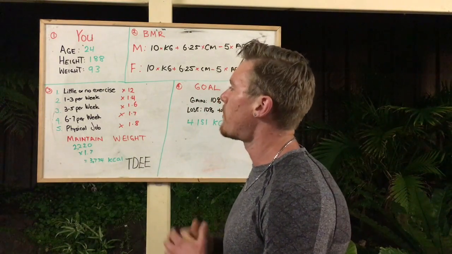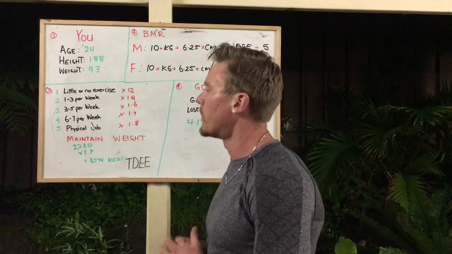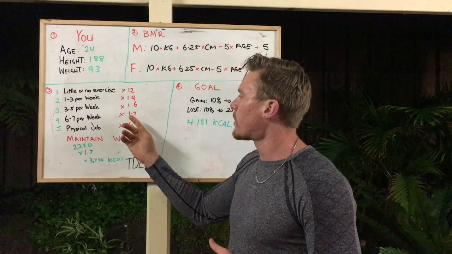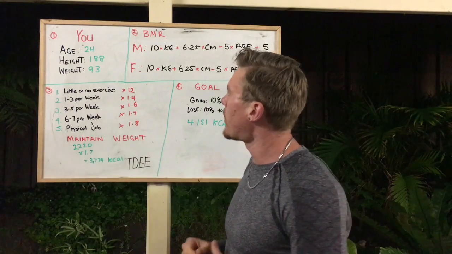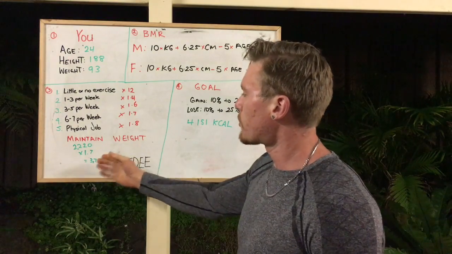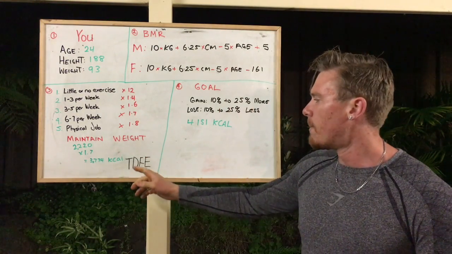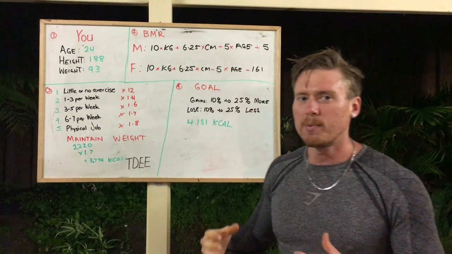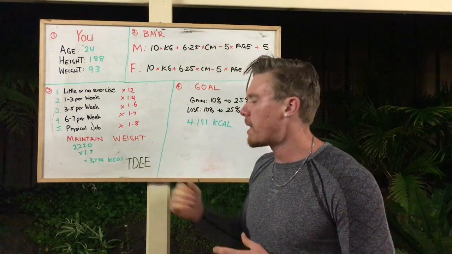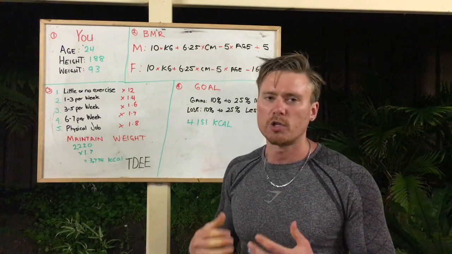If you have an active job but you're not working out, I would go with option number 3 of 1.6. So myself working out 6 to 7 times per week, I'm going to times my basic metabolic number by 1.7, which is going to spit out 3,774 calories. That's going to be called my TDEE, which simply is my total daily energy expenditure. That's the number of calories I would need to consume to maintain my weight and not change.